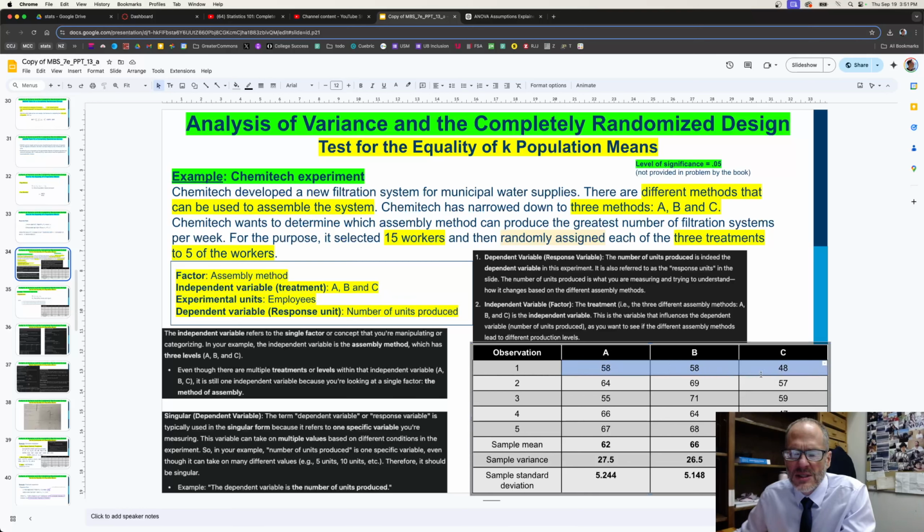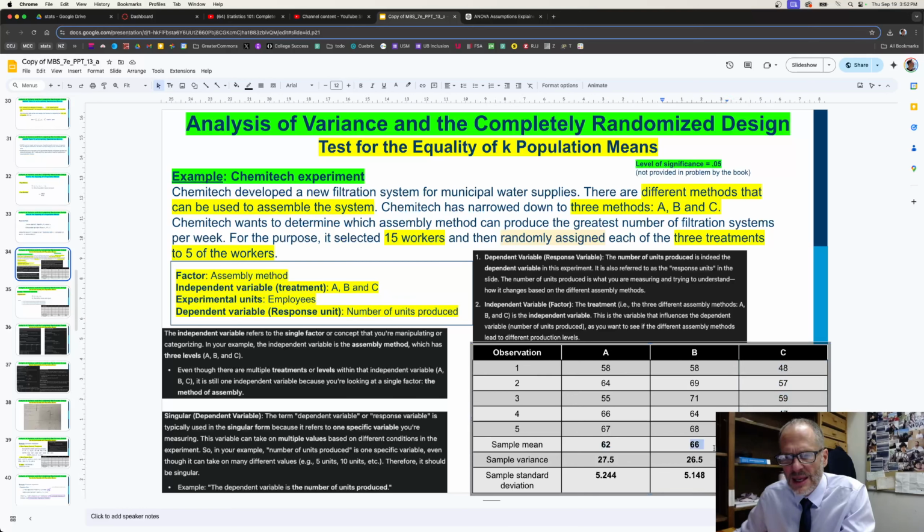That are being used to measure. I would say these are probably minutes. How many minutes did it take to assemble using these different methods? And so each worker will do each method, right? They'll try method A, method B, method C, and then we'll get all those times for each worker for method A, all those times for each worker for method B, all those times for each worker for method C.